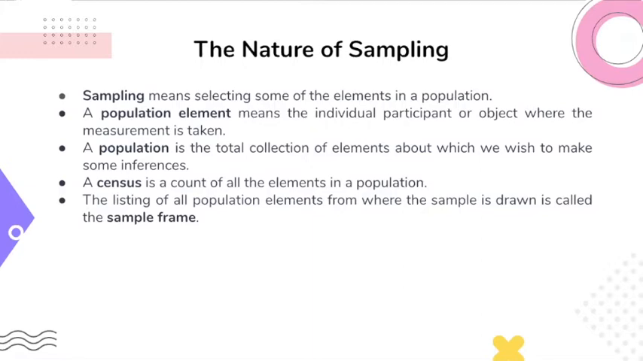I'm going to further explain what a population element is, what a population is, and how population or sampling differs from a census. A population element is the individual participant or object on which the measurement is taken. It is basically the unit of study. So when we do a sample, we mostly sample the population element. Although an element may be a person, it can also be anything else.